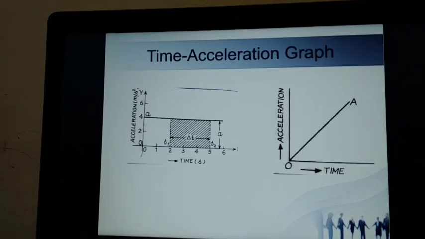See, another graph is there, a time acceleration graph in which acceleration is continuously increasing with respect to time. So two types of acceleration time graph we have to see: one is constant acceleration, then constantly increasing acceleration. So that is time acceleration graph. And what is the inference that you can take from the acceleration time graph? That is, area under the acceleration time graph is change in velocity.